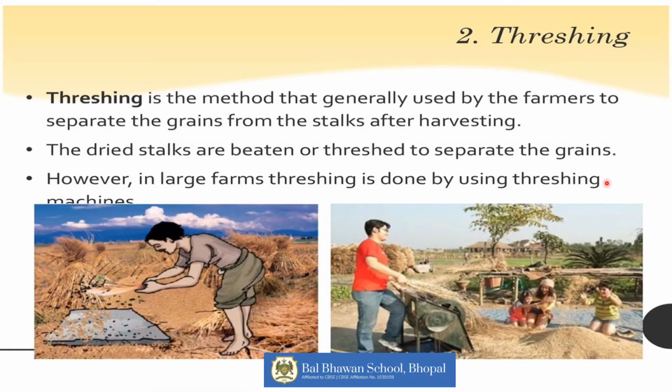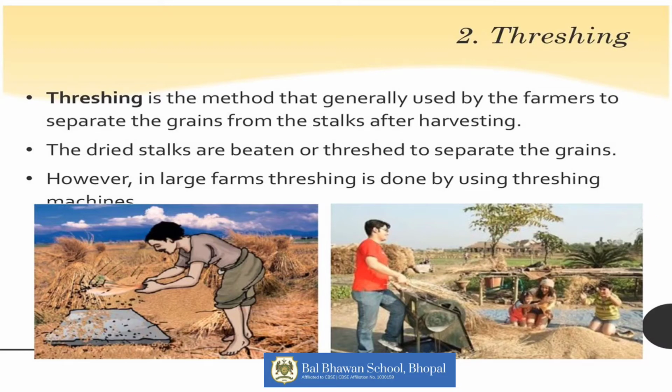Now let us discuss the next method, and what is that? It is threshing. This method is basically used by farmers to separate the grains from the stalk. After harvesting, they have a mixture of grains and stalk. So they have to remove the grains from the stalk. So this method of threshing is used.